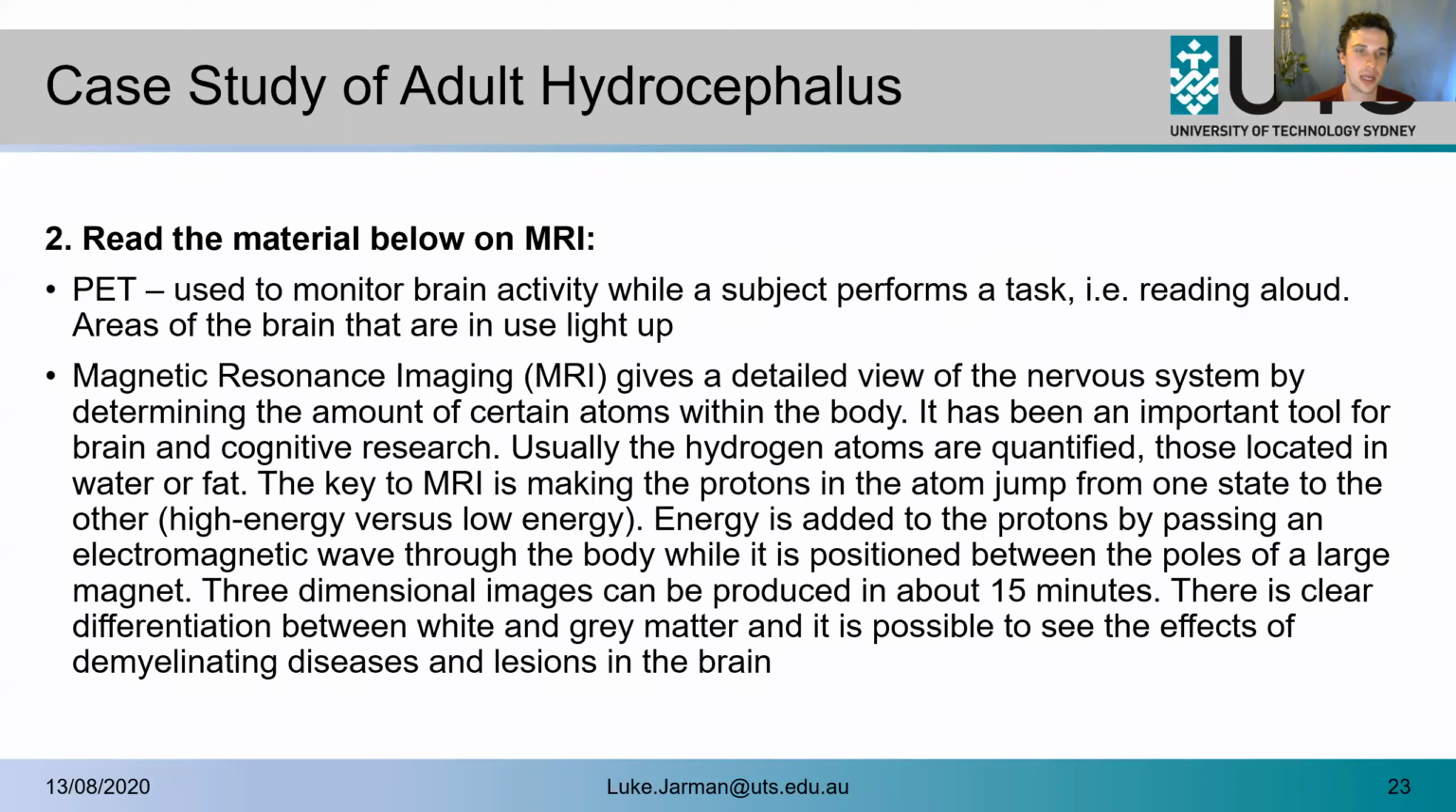There's a bunch of material in your lab manuals related to MRI, so we'll read through that quickly, and also a little bit on positron emission tomography, or PET. It's used to monitor brain activity while a subject performs a task. PET is the one where areas of the brain will actually light up when they're being activated. So if you're performing a language task, you might see language areas in the temporal region light up on a PET scan. That's all it really mentions.